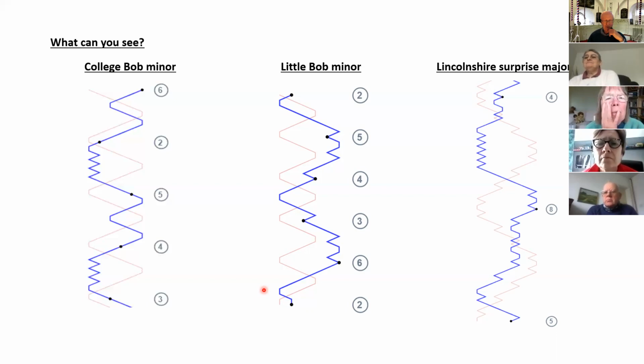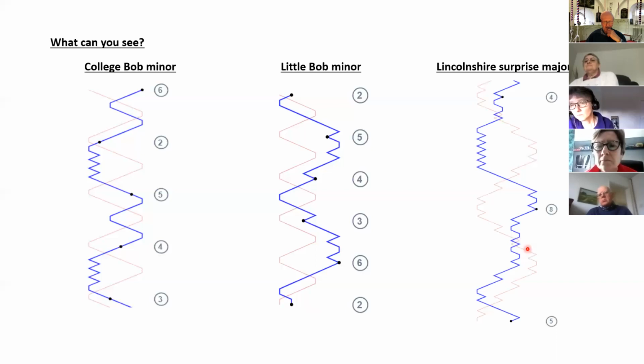Do you remember me mentioning the Yorkshire Places on the previous slide? Yeah, you've got Yorkshire Places and Cambridge. You've got Yorkshire Places there. This is Lincolnshire, but it's got Yorkshire Places in it. And can you remember the Cambridge Places? Yeah. And here's something as well. I've yet to find an exception to this, but with Cambridge Places, if you're ringing Cambridge Places in a method, every time you get to that middle dodge, it's always with the treble.